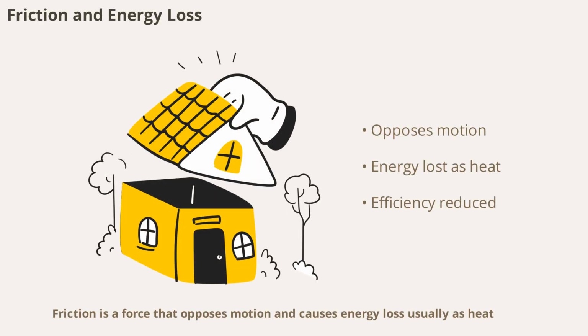Friction is a force that opposes motion and causes energy loss, usually as heat. While friction is necessary for walking or driving, it also means that some mechanical energy is always lost in moving systems. Engineers work to minimize friction in machines to improve efficiency and reduce wear and tear.